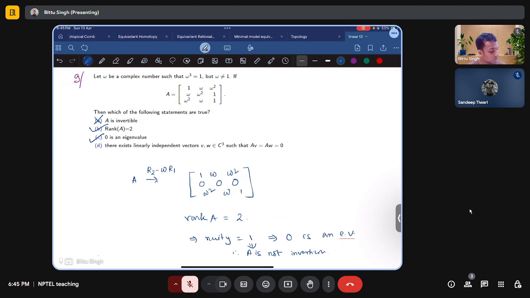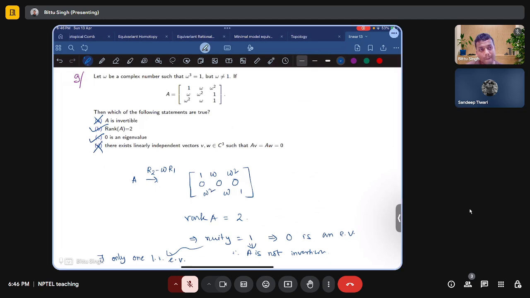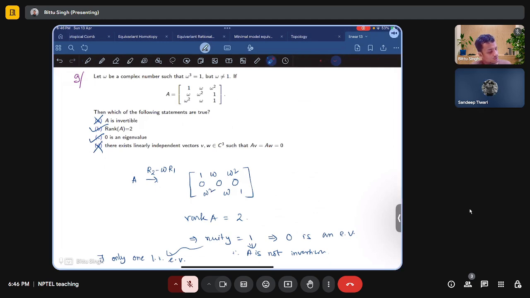Nullity 1 means there exists only one linearly independent eigenvector. But we need to check zero. But zero is an eigenvalue. We need to check that zero is the only eigenvalue. Zero is an eigenvalue, it is clear because nullity is 1.